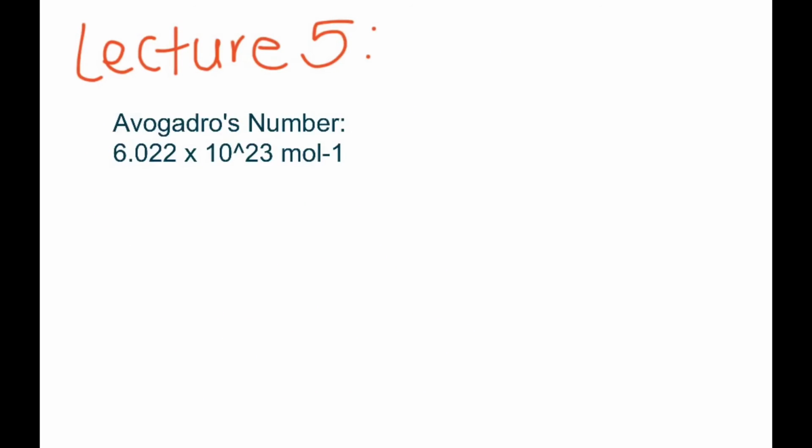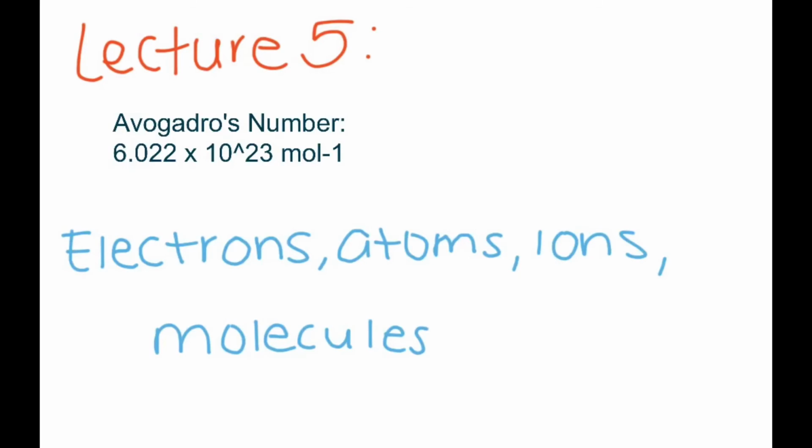Going back to basic chemistry, the most important unit of measurement you have to know is Avogadro's number. This is 6.022 times 10 to the 23rd moles. This number is equal to 1 mole and relates to electrons, atoms, ions, and molecules.